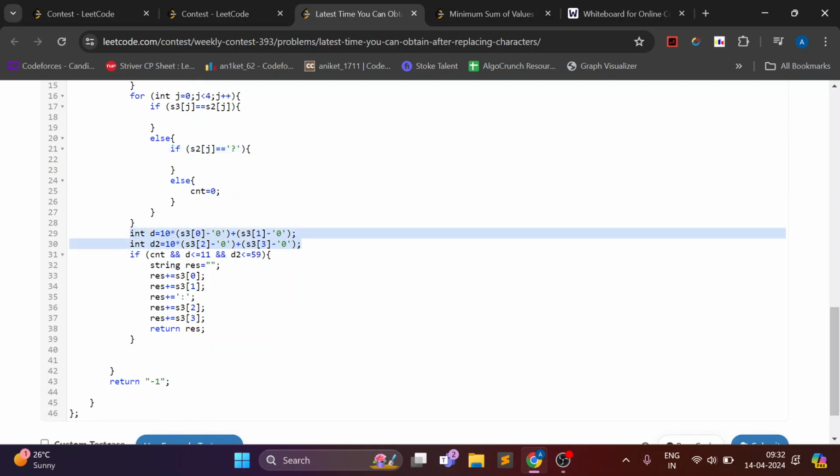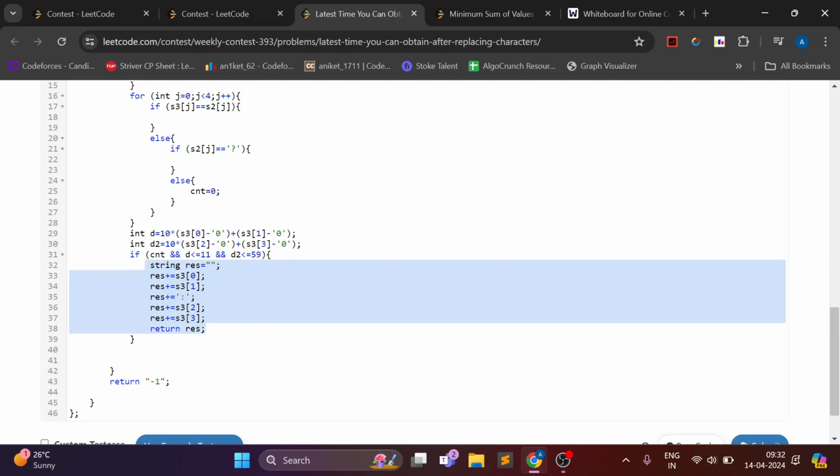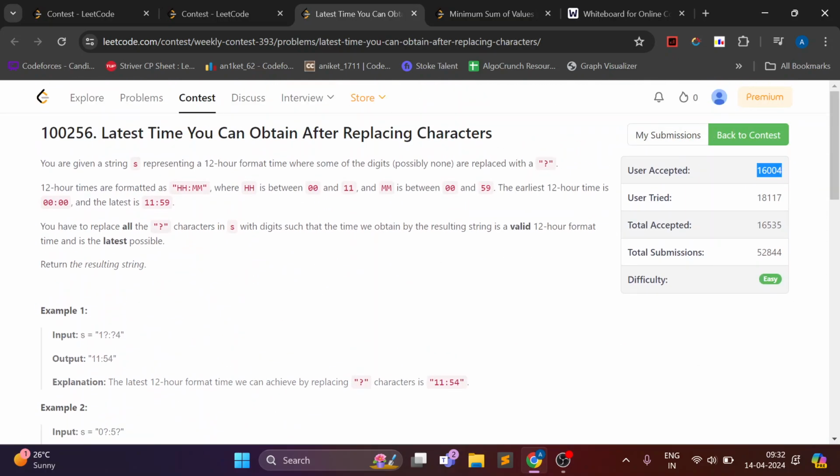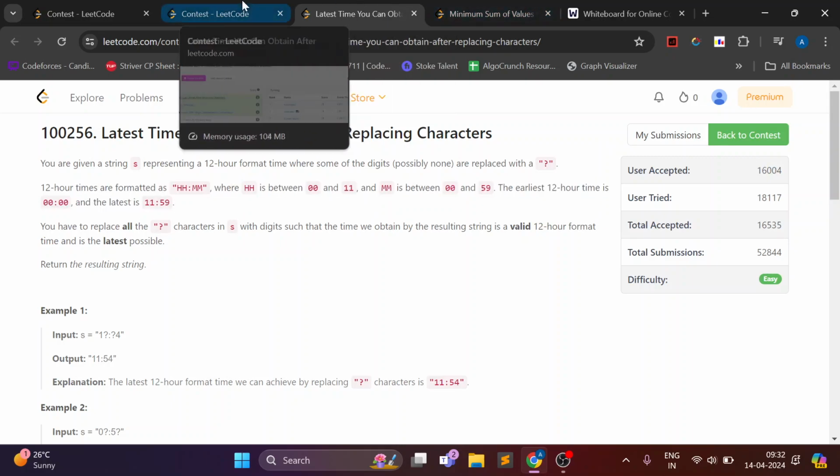For checking whether the hour and minute are valid or not, I'm calculating the hours here and minutes here. And if the cnt boolean is 1 and d is less than or equal to 11 and d2 is less than or equal to 59, I'm just printing that result. So this was the first question, a very implementation based problem.